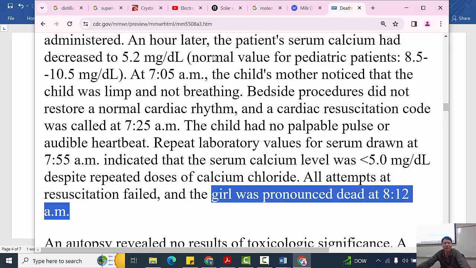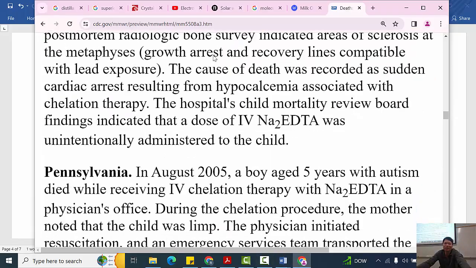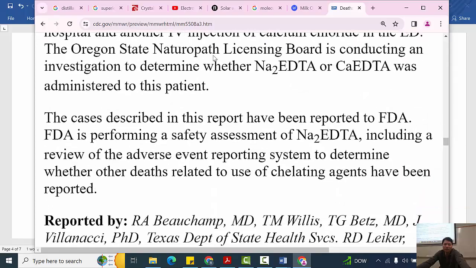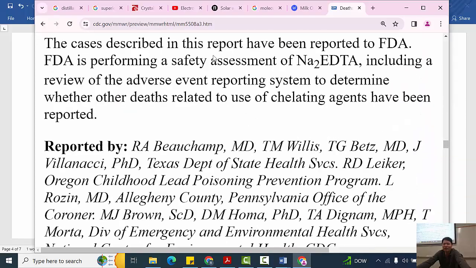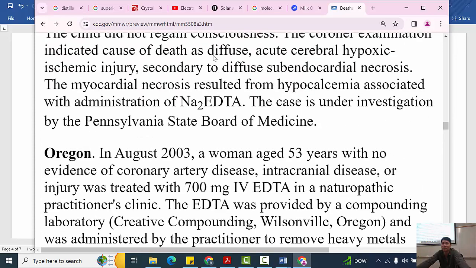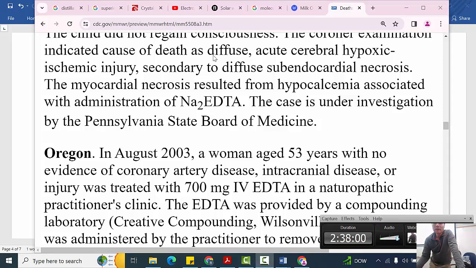Okay. Anyway, that's not the only one. 5-year-old boy, 53-year-old, and a bunch more. Can you believe that? All from grabbing the wrong bottle of EDTA. So you've got to watch out. Anyway, the CDC recommended discontinuing carrying sodium EDTA to prevent it.